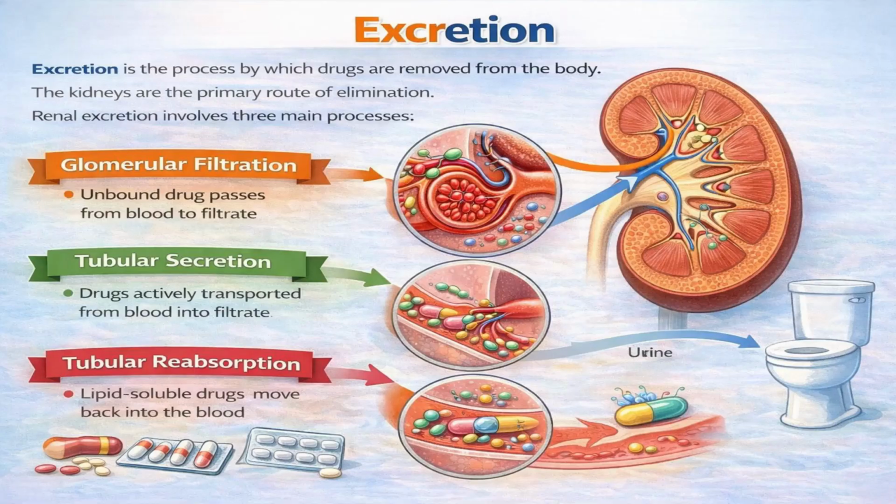Now we move to excretion. Excretion is the process by which drugs are removed from the body. The kidneys are the primary route of elimination. Renal excretion involves three main processes: glomerular filtration, tubular secretion, and tubular reabsorption.